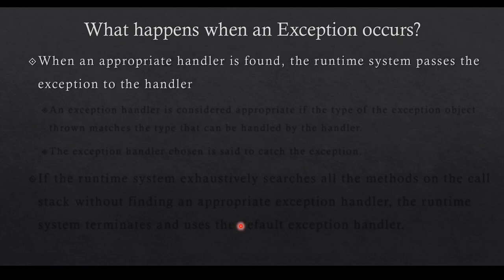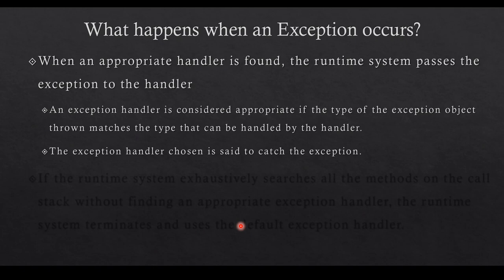Next, when an appropriate handler is found after searching the stack, the runtime system passes the exception to the handler. So here the runtime system will pass that exception to the handler so that it knows what error it is. An exception handler is considered appropriate if the type of exception object thrown matches the type that can be handled by the handler. So it will know that the handler can handle it. The runtime system passes the exception object, which contains information, to the exception handler, and it knows what has to be done.